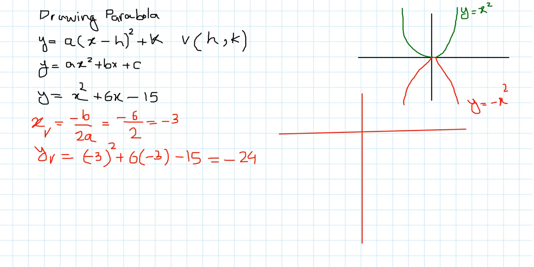Suppose that it is the x and y axes, and let's draw it better. Okay, now I want to find the intersection with the y-axis, so I write x equals 0. If x equals 0, y equals minus 15, and I have the intersection with the y-axis. Suppose that minus 15 is here. It is minus 15. And minus 24 will be here.